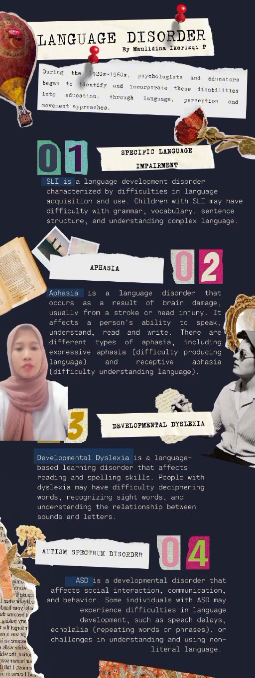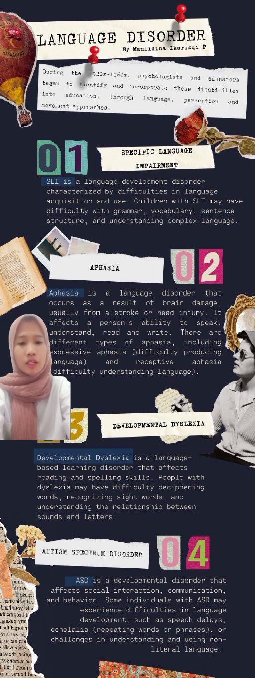The first type is Broca's aphasia. It's characterized by difficulty in producing speech. Patients may have difficulty forming complete sentences, speaking fluently, and finding the right words. The second is Wernicke's aphasia. It's characterized by impaired language comprehension and fluent but nonsensical speech. Patients may have difficulty understanding spoken or written language and produce meaningless sentences.